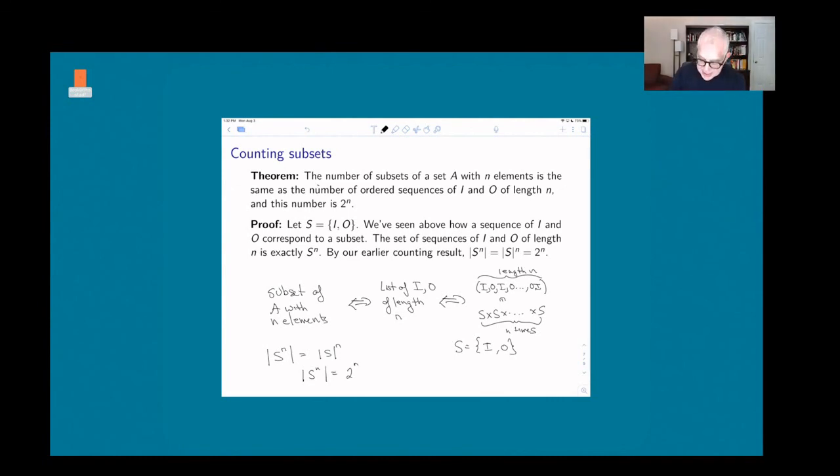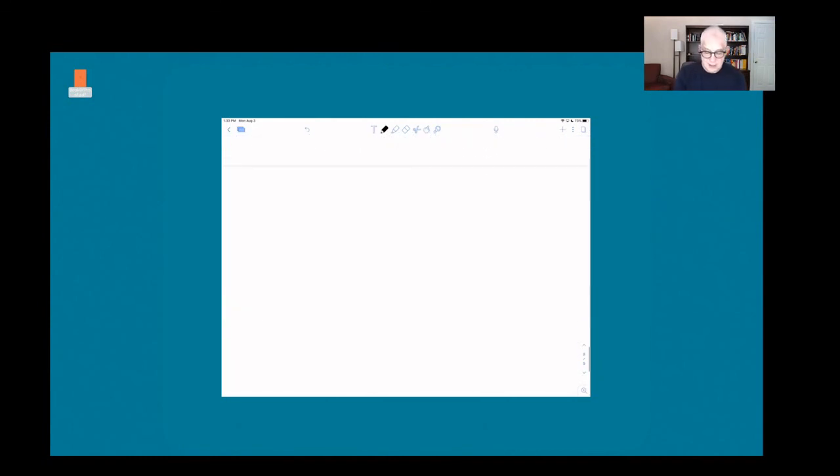If you don't think that's too fancy, another way to say it is in each position, you have two choices. So you have two choices here for I or O, two choices here for I or O, two choices here for I or O, all the way out to the end where you have two choices of I or O. And so the total number of choices is 2 to the n. And remember that each choice of I or O is a question of whether the corresponding element of the set is in the subset or not. So the number of subsets of a set with n elements is 2 to the n.